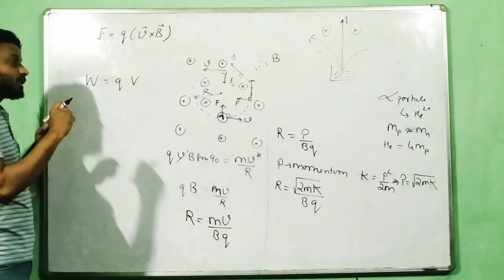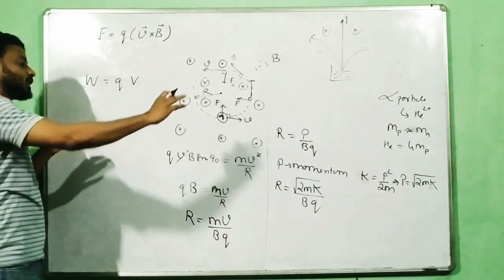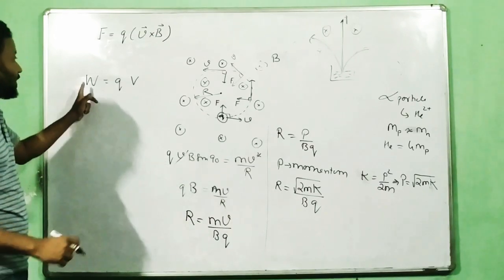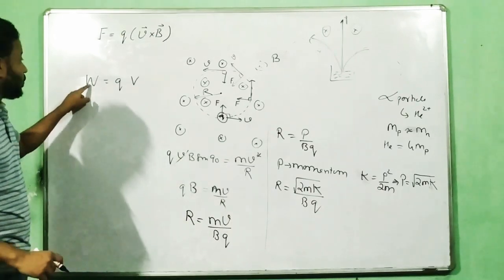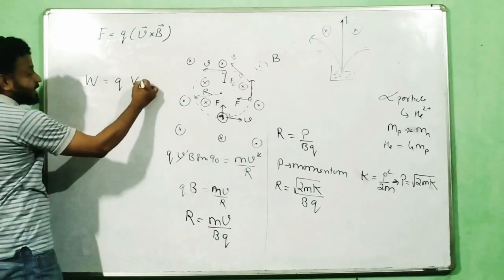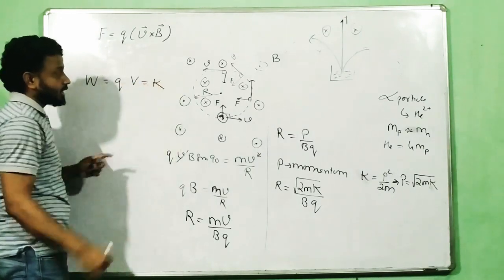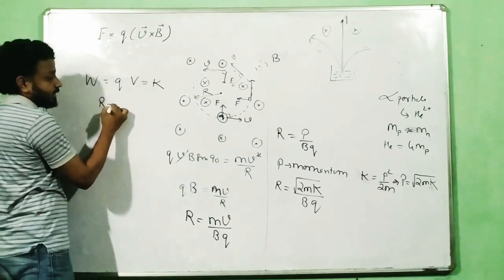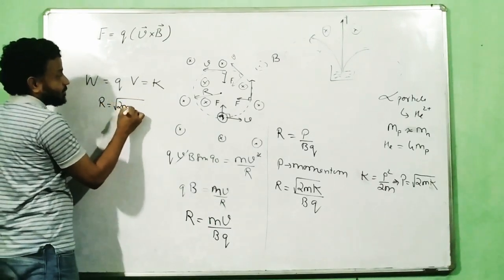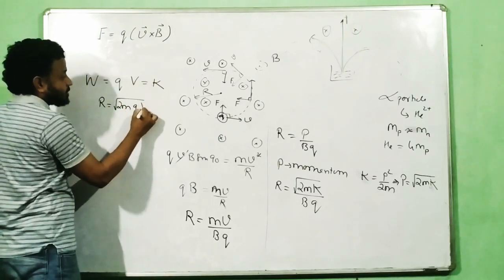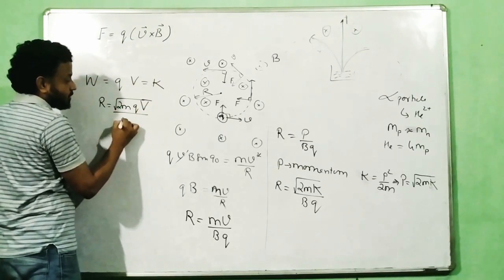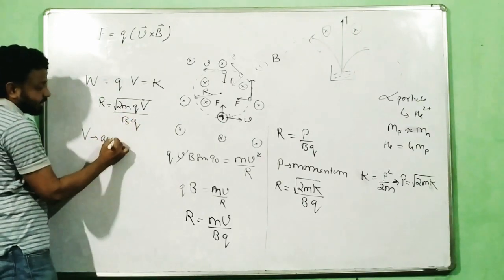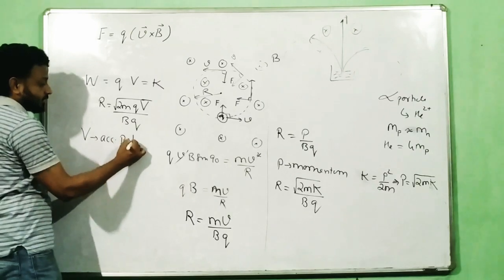When you accelerate a charged particle in a given potential difference, the charged particle will get accelerated. So as per the work energy theorem, work done is equal to change in kinetic energy. If the charge is initially at rest, it will gain a kinetic energy of K. So the same formula I can now write as root over 2mK, where K can be written as qV. What is V here? V is not velocity, my dear student. V is potential, the accelerating potential.